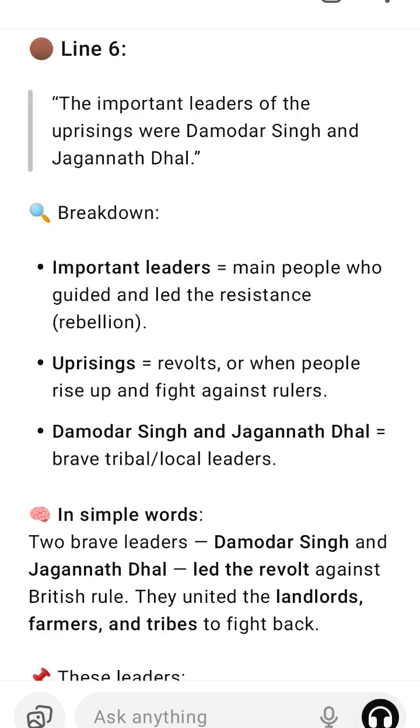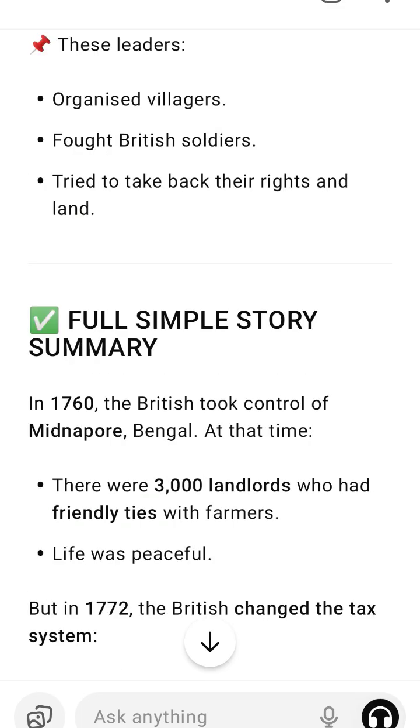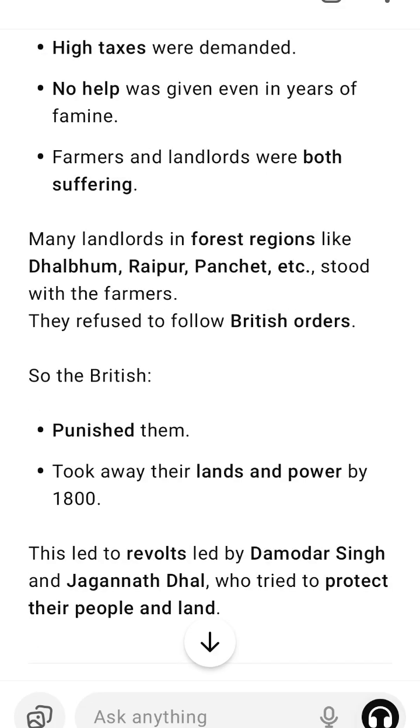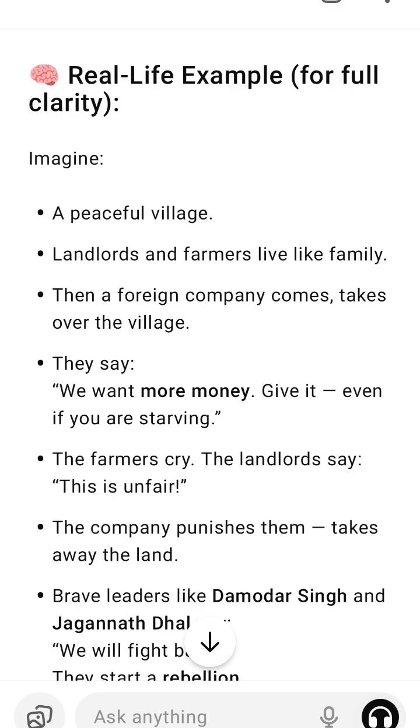Who were involved? 1. Zamindars and talukdars, local landlords who owned land and collected rent from farmers. There were about 3,000 zamindars in Midnapore at that time. 2. Ryots, farmers or peasants who worked on the landlord's land. They paid rent or shared a part of their crops.